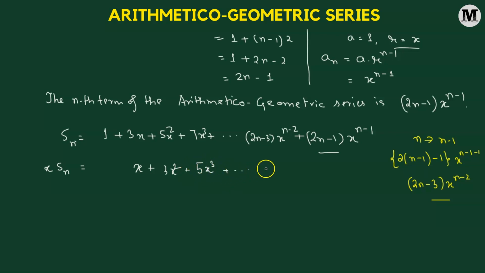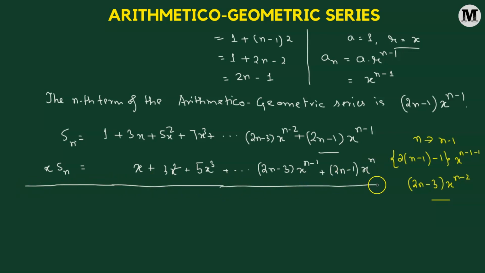And this is going to go on till the second last term. So we have 2n minus 3 multiplied to x raised to the power of, now x multiplied with x raised to the power of n minus 2, that's simply x raised to the power of n minus 1. This is going to get added to 2n minus 1 times x raised to the power of n. Fine. So now we have two series.